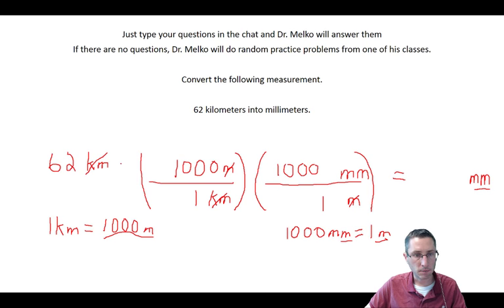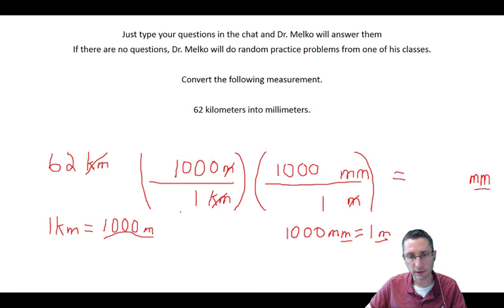Okay, and now these parentheses indicate that we have to multiply these things together. So I'm going to multiply across all the top numbers, so 62 times 1,000 times 1,000. And I'm going to divide by everything under the lines here in the denominators, so divided by 1 divided by 1. That should give us 62 million.